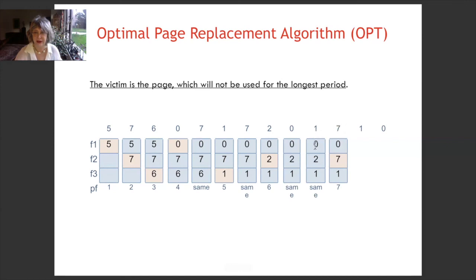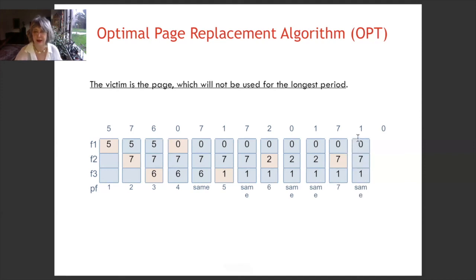We are checking which page is not going to be used for the longest period. 0 is going to be used here. 2 will not be used in future. And 1 is going to be used here. So 2 is chosen as the victim. Page 7 is loaded instead of that page. And this is the 7th page fault. Page faults are here. There was a page fault here. And this is page fault 7.